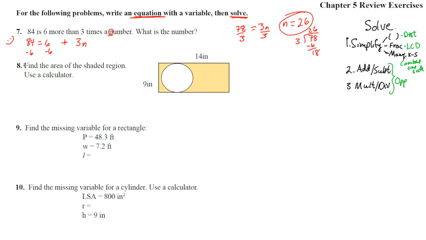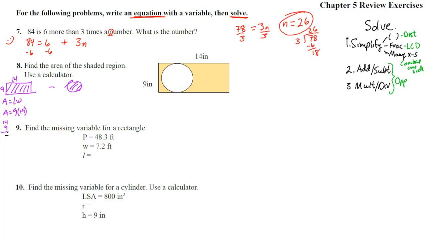Number 8. Find the area of the shaded region, use a calculator. Yeah, we're going to need a calculator because we have a rectangle here that we can get the area of, the whole rectangle, but then we have to subtract out the area of that circle, and it'll leave this shaded region. So we have a 9 by 14. Now, the formula for the area of a rectangle was length times width. So that's going to be 9 times 14.